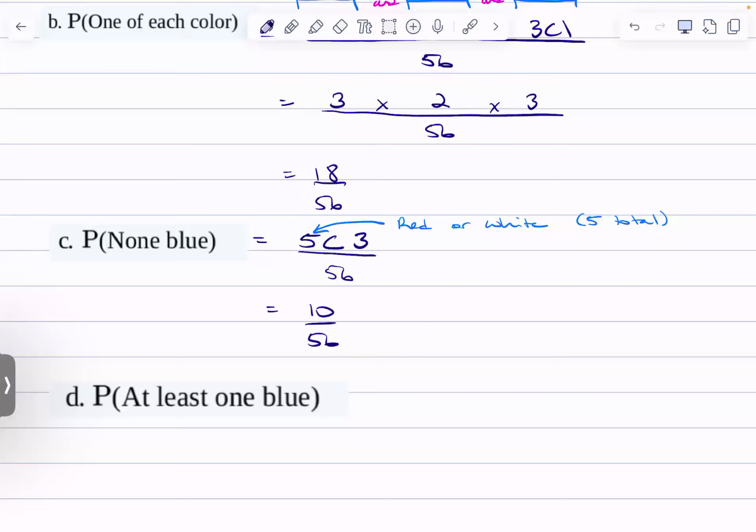How are we going to tackle this? At least 1 blue. At least 1 blue. Well, it could be 1 blue or 2 blue or 3 blue, and then all the different combinations around that. That's hard. What if we took away the ones we don't want? Which we already have.